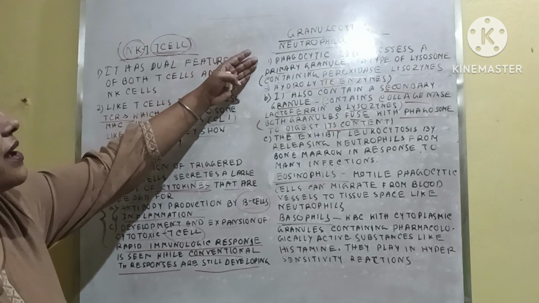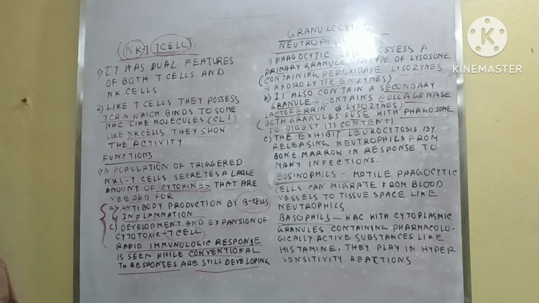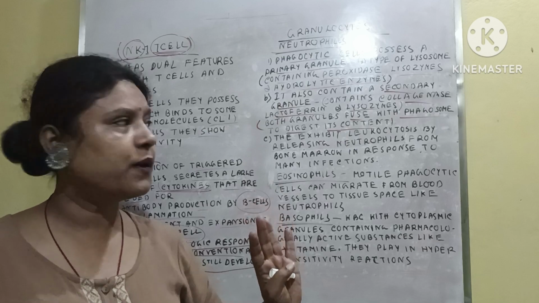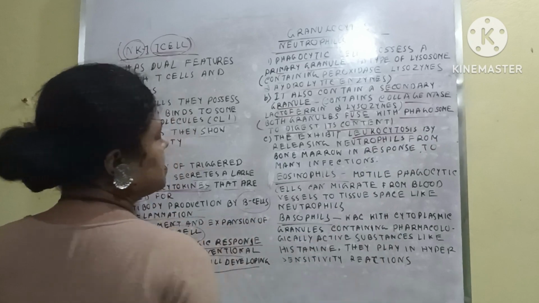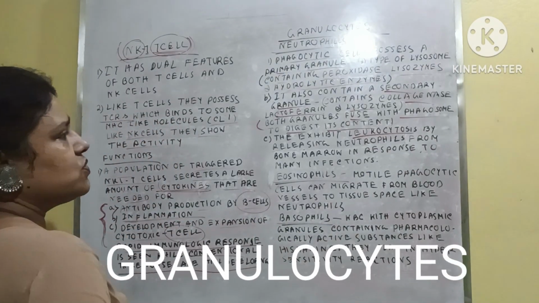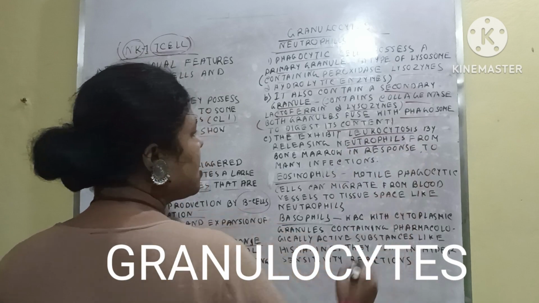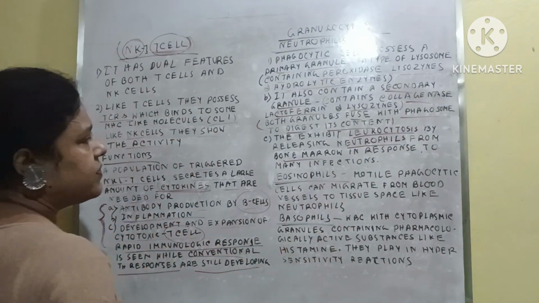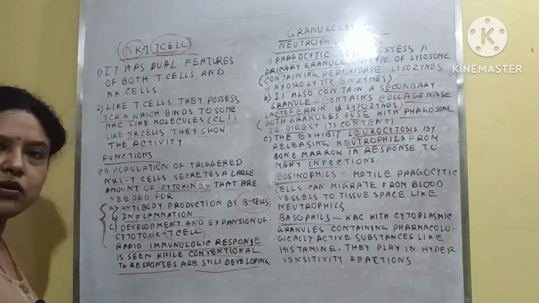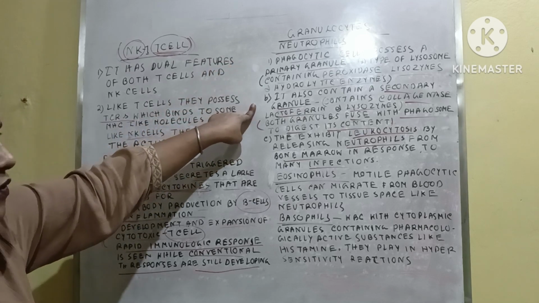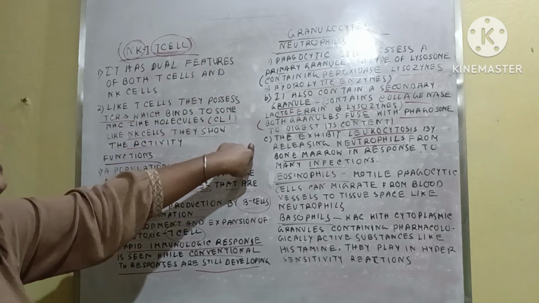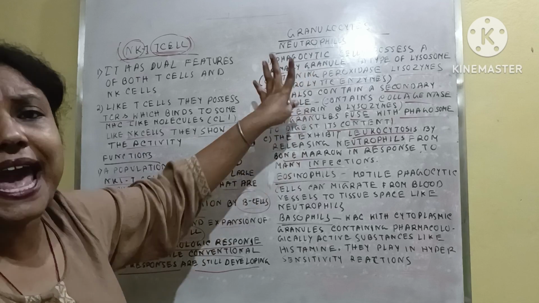Both the granules are responsible to digest the content. Next, it exhibits leukocytosis, another process where neutrophils are released from the bone marrow in response to infections. So that means three possibilities are there: one is the primary granule formation, second is the secondary granule formation, and third is the releasing of the neutrophils. All are involved in phagocytic activity.